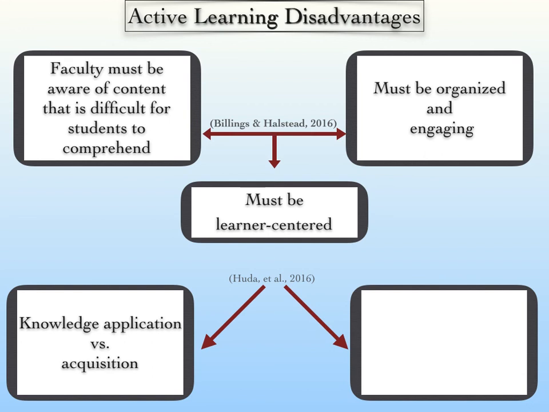Active learning also is more of a knowledge application versus knowledge acquisition style of learning. This isn't necessarily a disadvantage, but knowledge application is easy for students to fake, even unknowingly. They just may recite information to their instructor or their peers and not actually be comprehending the information.